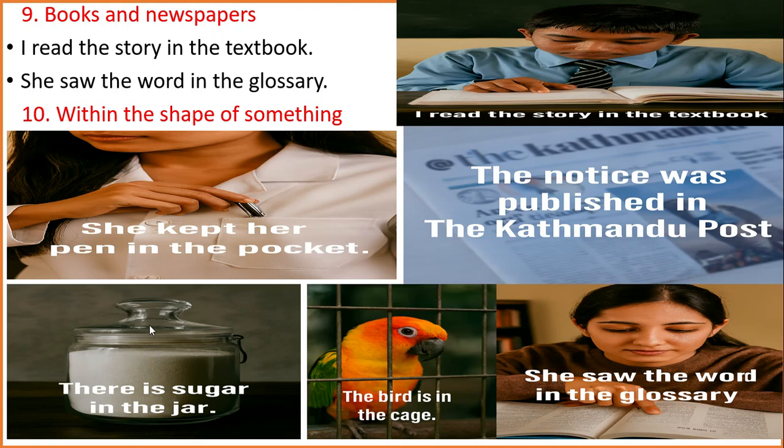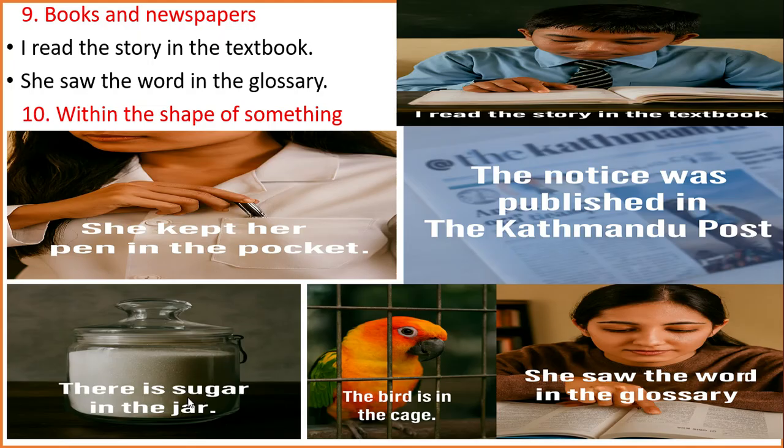Now within the shape of something. Just for example, this is a pot, and a pot is a type of shape. This is the picture of a cage, and a cage is also like a shape. The pocket is also a shape. Look at the example here: she kept her pen in the pocket.